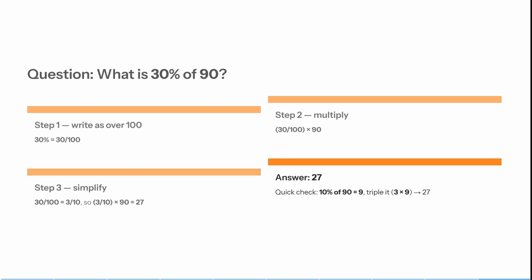So that's our answer. Quick check, 10% of 90 is 1/10, take off the 0, so that's 9. And triple it, because we're looking for 30%, not 10%. 3 times 9 is 27.